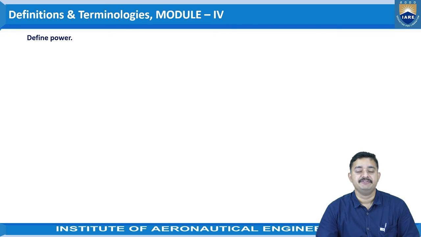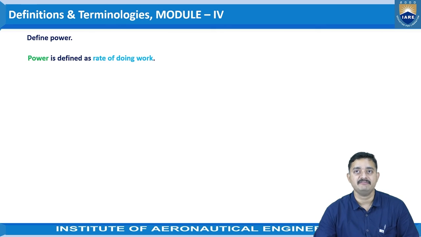Coming to the next one, define power. Power is defined as the rate of doing work. We have already understood that the term rate represents the division of a quantity by time. Rate of change of velocity, rate of change of angular momentum, all these terms represent a quantity divided by time. So the definition of power as the rate of doing work means, for a particular period of time, how much work is being done.